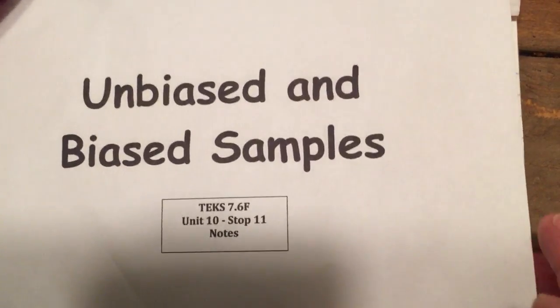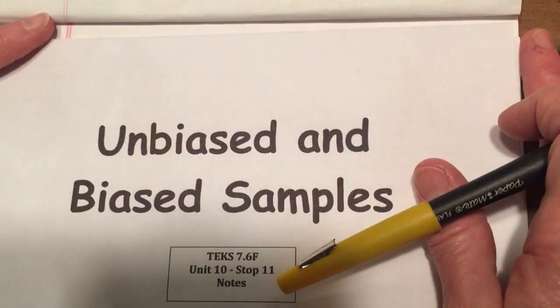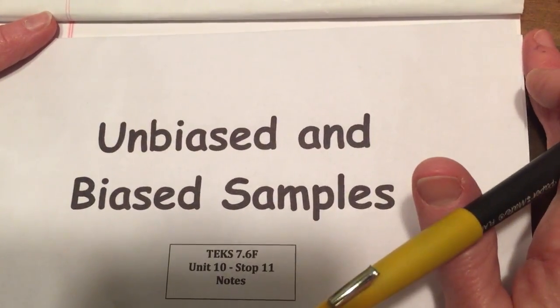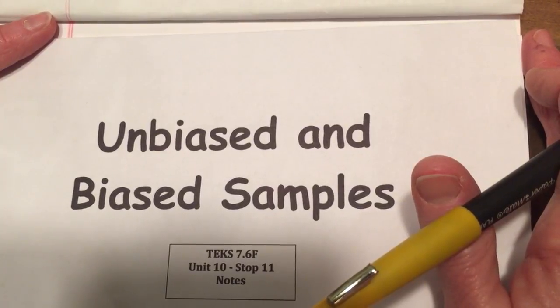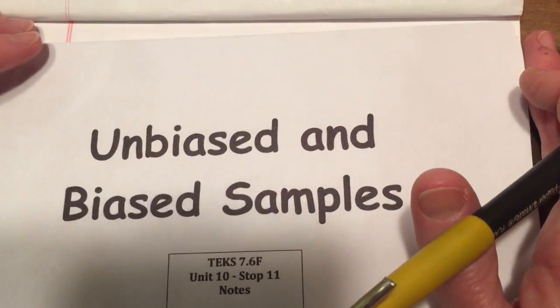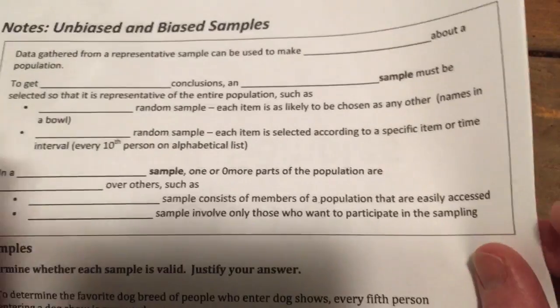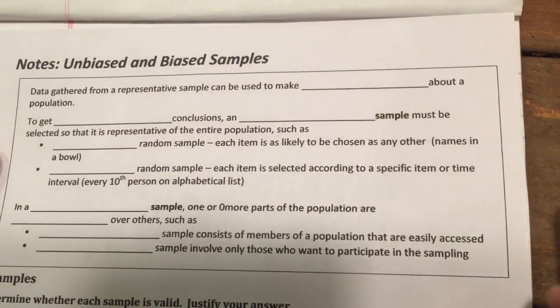In this video, we're going to be talking about unbiased and biased samples. So far we've looked at several types of graphs, but we've just taken the data they've given us and put it on a graph, but we haven't really considered where that data comes from. So that's what we're going to be talking about in this video.